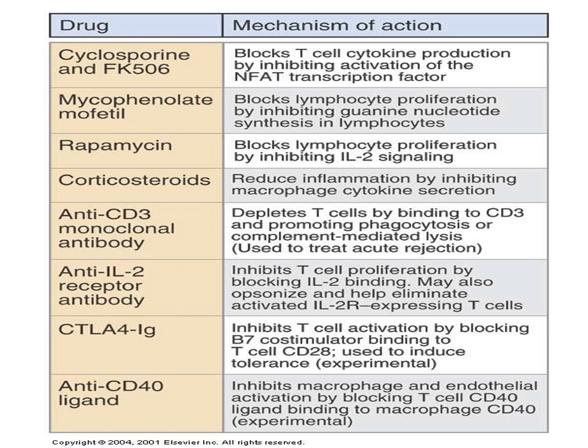Further, another widely used drug is rapamycin. Rapamycin acts by blocking lymphocyte proliferation by inhibiting IL-2 signaling. Further, several corticosteroids are used that act by reducing inflammation, thereby inhibiting macrophage cytokine secretion. Further, certain antibodies like the anti-CD3 monoclonal antibody act by depleting the T cells by binding to CD3, and also promote phagocytosis or complement-mediated lysis. It is basically used to treat acute rejection.